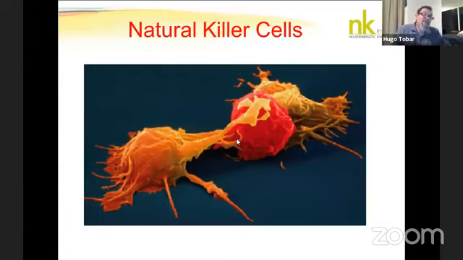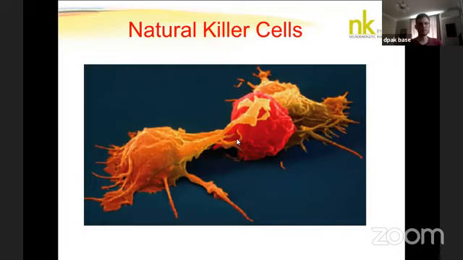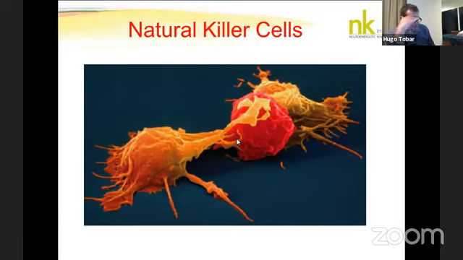So natural killer cells do the same thing. But they don't require this whole process to recognize the cell. So they just recognize the cell if it's infected with something. So they'll kill it.